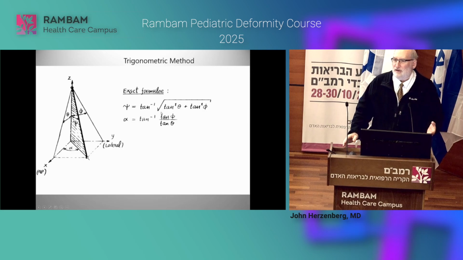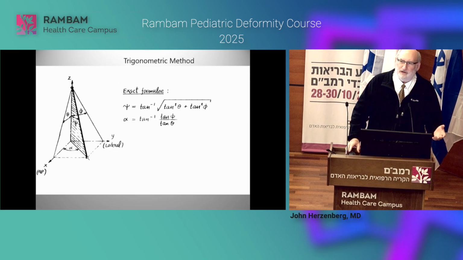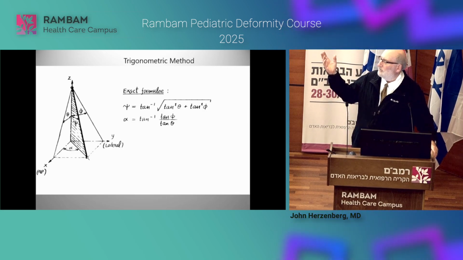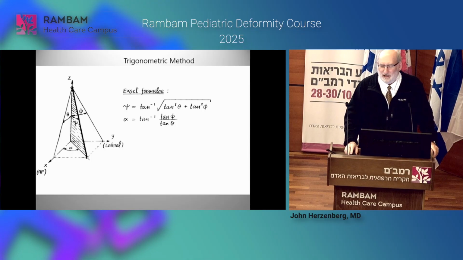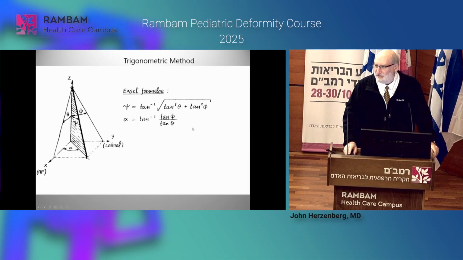There's also the trigonometric method, because many of you like trigonometry. I mean, my eyes glaze over when I see arctans and things, square roots. But this is the true trigonometric analysis. So you can write down that formula if you like.